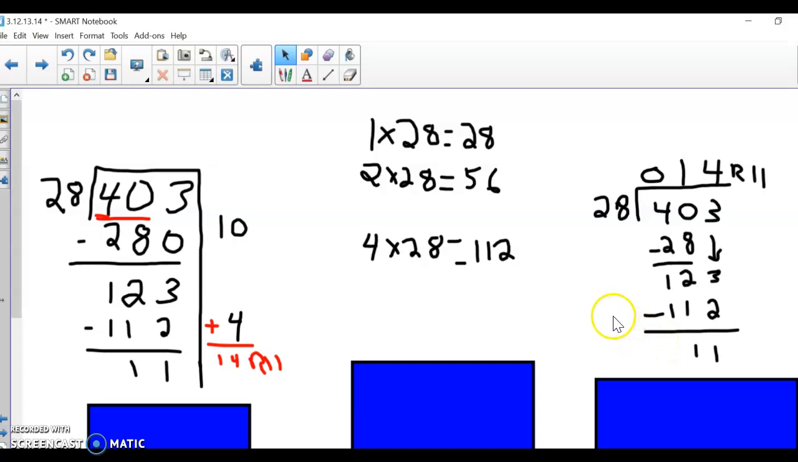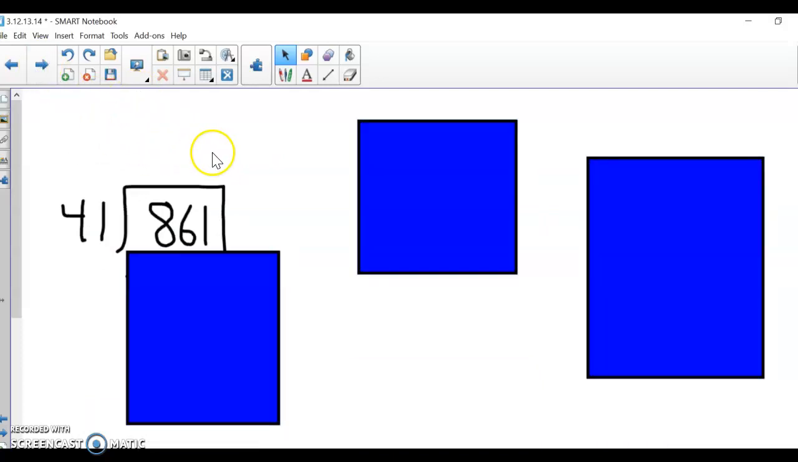Nothing has changed within these methods. Everything is the exact same of what you've been doing. Now the difficulty level is just because our divisor, our equal groups, is getting bigger. Okay? So let's try number 2.